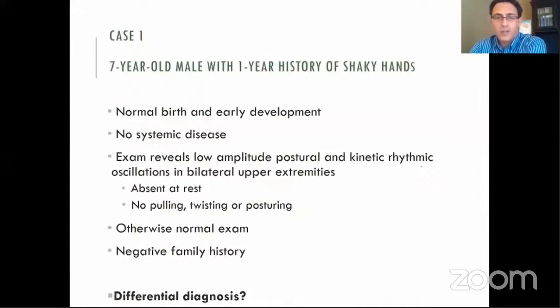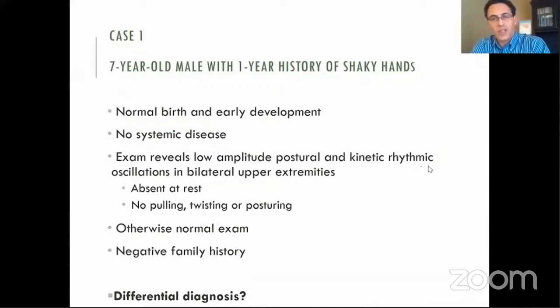There was normal history of early life and early development. There's no history of systemic disease. The exam reveals low amplitude, postural and kinetic rhythmic oscillations in bilateral upper extremities. This is absent at rest. There's no pulling, twisting, or posturing on exam, and otherwise the exam is normal and there is no family history.